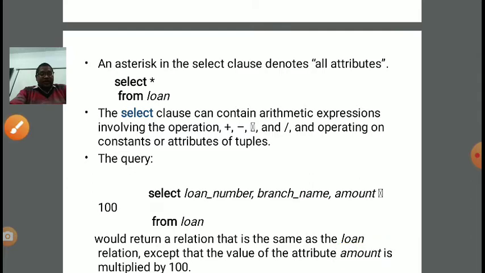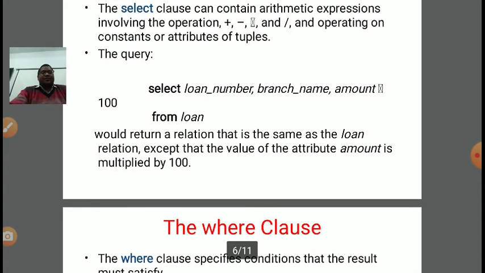So it will return a relation that is the same as the loan relation, except that in the loan relation there are loan number, branch name and amount. But here we multiplied the amount attribute by 100. So what will happen? It would return a relation that is the same as the loan relation, except that the value of the attribute amount is multiplied by 100.